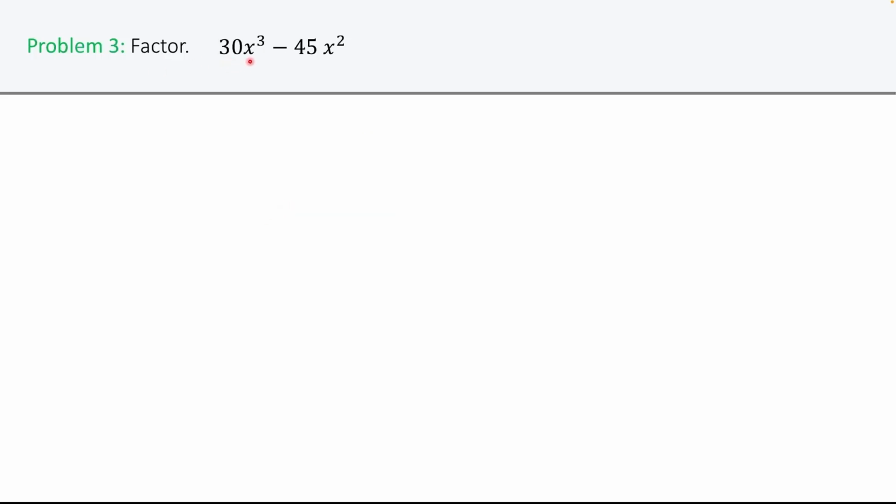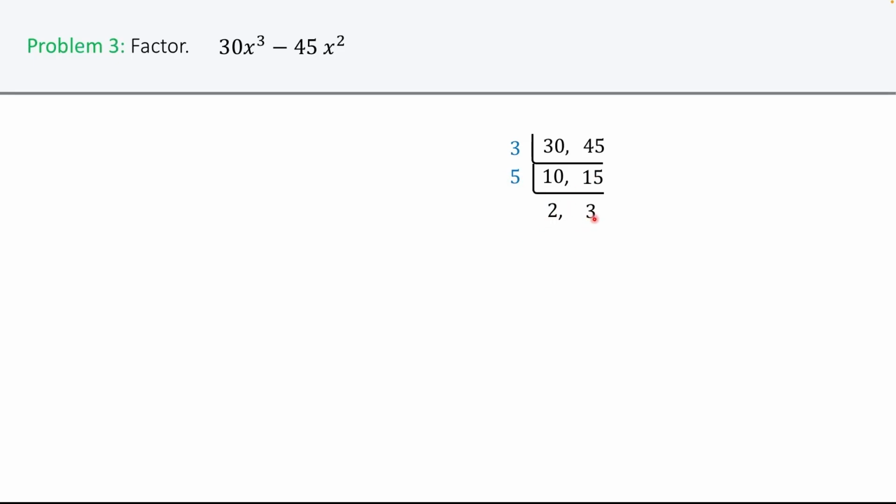Problem 3. Factor 30x cubed minus 45x squared. Take the numbers from each term. You have 30 and 45. Divide. 30 and 45 can be divided by 3. 30 divided by 3 is 10. 45 divided by 3 is 15. 10 and 15 can be divided by 5. 10 divided by 5 is 2. 15 divided by 5 is 3.